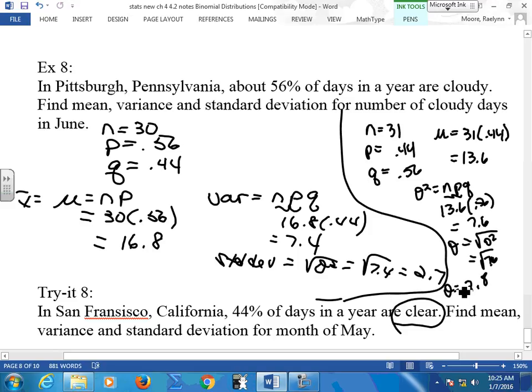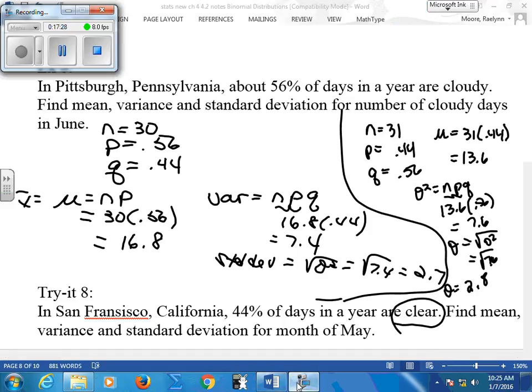Okay? Are we good with this? Or if you feel you'd like to make a table, you can.